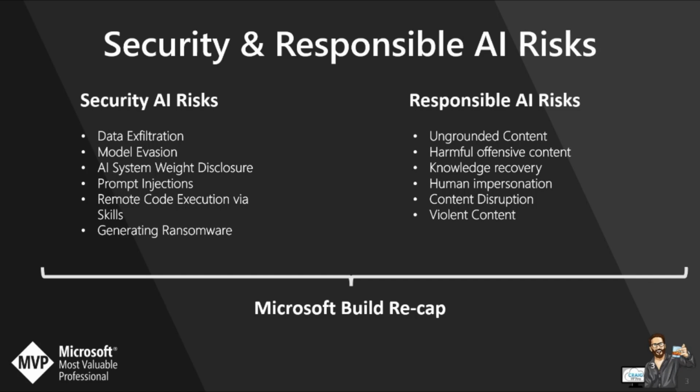Then you have model evasion. So adversaries would manipulate input data to deceive AI models, which can lead to incorrect outputs by bypassing security measures. Then you have AI weight system disclosure. So exposing the internal parameters of AI models can be exploited to reverse engineer the model or gain insights into proprietary algorithms. Prompt injections, which we're going to focus on today, are malicious inputs designed to manipulate AI outputs that can potentially lead to harmful or unintended actions by the AI system. Then you have remote code execution.